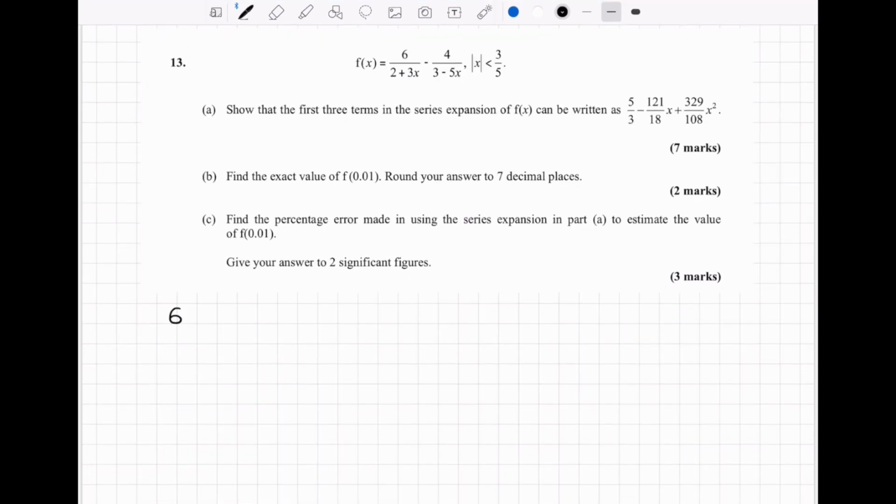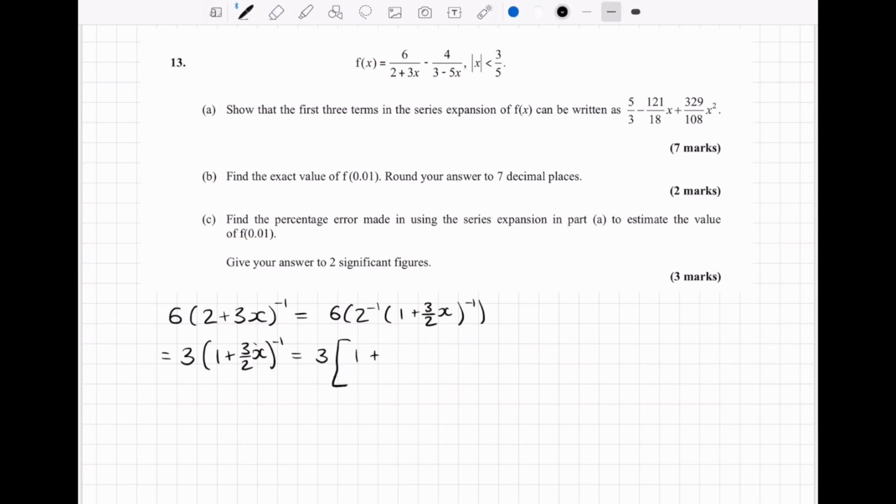Next we have a binomial expansion, but we actually have 2 questions in one here. At least we've got to show that question so we know the answer that we're looking for. So the first term, I'll divide everything by 2, so that I've got a 1 plus 3 over 2x to the power of minus 1. I can leave the 3 outside then and sub everything into the formula in the formula sheet.